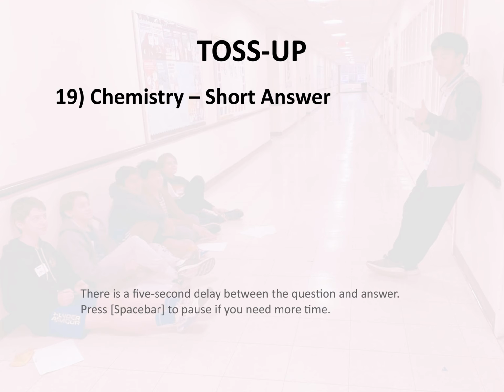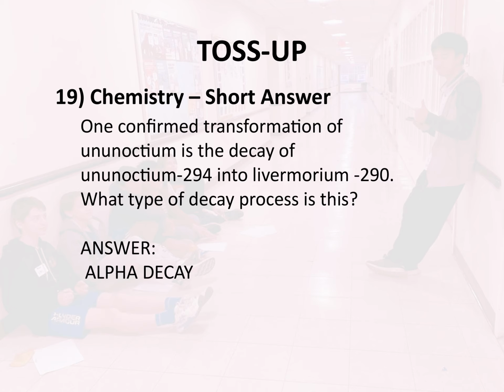Toss-up 19. Chemistry, short answer. One confirmed transformation of oganesson is the decay of oganesson-294 into livermorium-290. What type of decay process is this? Answer: alpha decay.